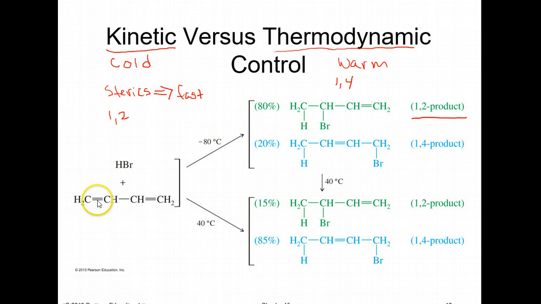Once your pi bond breaks, you get a plus charge on this carbon. Well, you don't really have enough energy for it to resonate. Your bromine quickly just adds in there and forms your 1,2 product. You don't really have enough energy or enough time to actually resonate your compound. Because of that, it just quickly goes to your 1,2 product. It's the one that quickly makes it. After I explain the thermodynamic, it'll make more sense. The thermodynamic is based on the stability of your product.